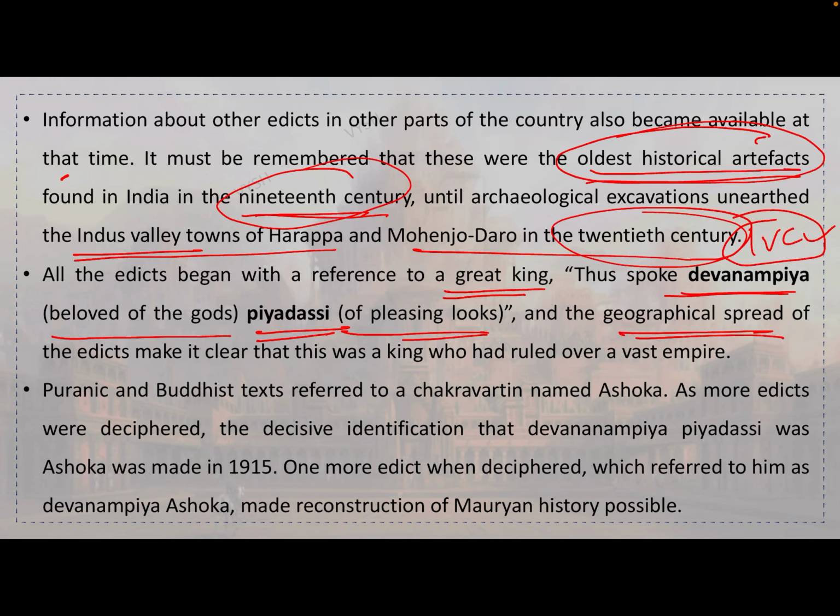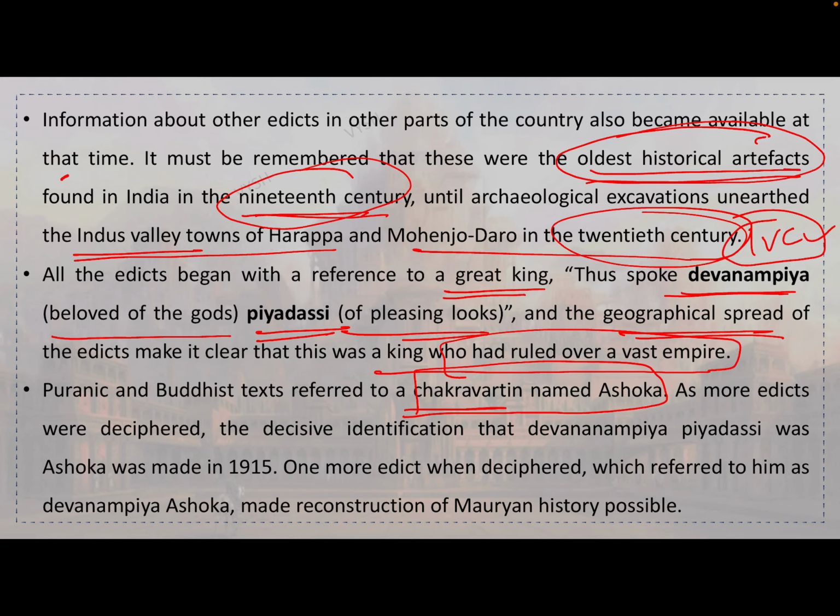The geographical spread of the edicts makes it clear that this was a king who ruled over a vast empire. It was found in a lot of places in Tamil Nadu, as well as in the westernmost part, even near Afghanistan. So you can understand the reach of Ashoka. Puranic and Buddhist texts refer to a Chakravartin named Ashoka.